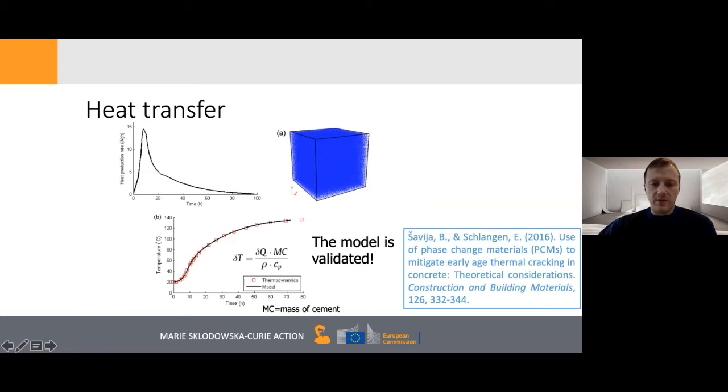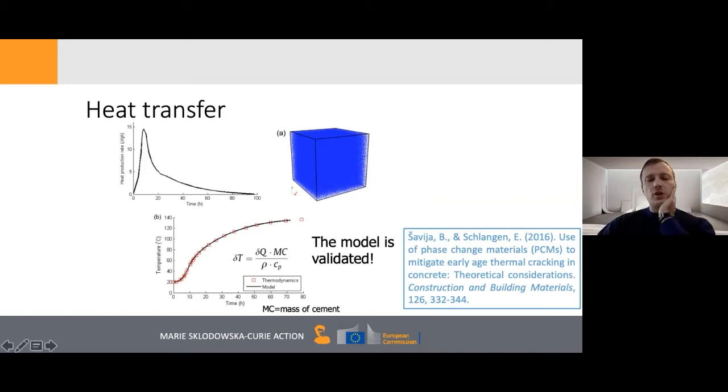So we have a thermodynamic solution shown here in red, and our model shown here in black, and they match perfectly. So that means that our model is able to reproduce this type of behavior in itself. So it will not cause any numerical error by itself.